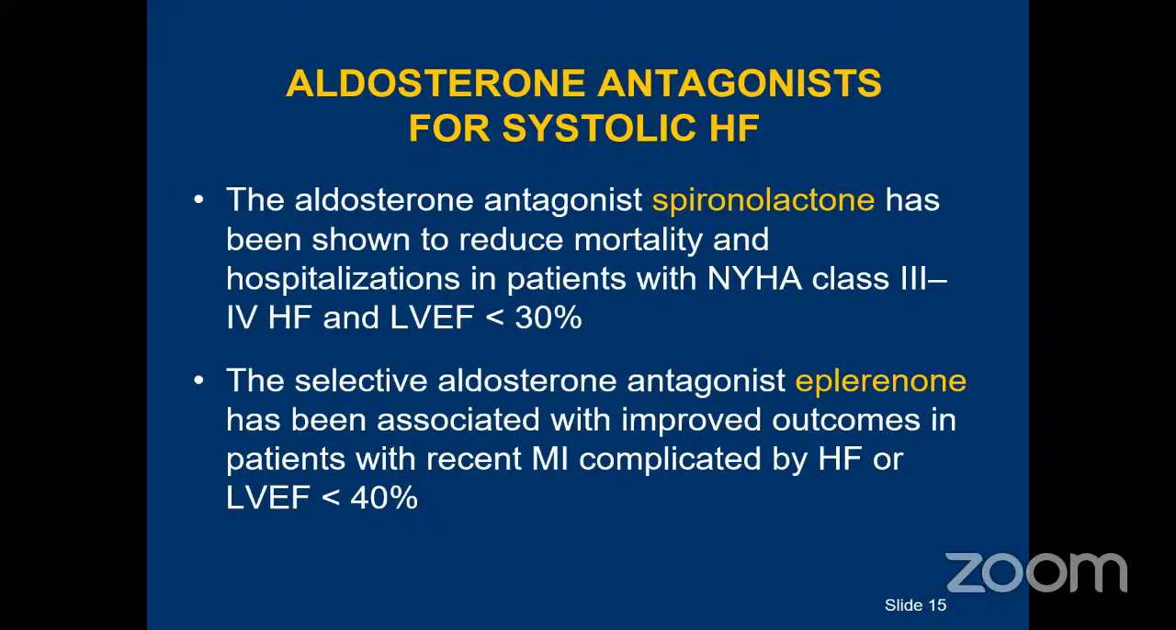Now, coming to aldosterone antagonist. The aldosterone antagonist, like spironolactone, has been shown to reduce mortality and hospitalizations in patients with NYHA class 3 and 4, and especially with patients with ejection fraction less than 30. The selective aldosterone antagonist like eplerenone has been associated with improved outcome in patients with recent MI, which are complicated by heart failure or who have an ejection fraction of less than 40.